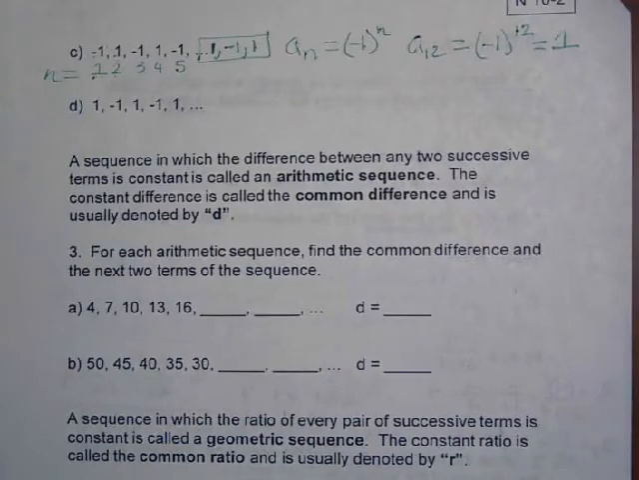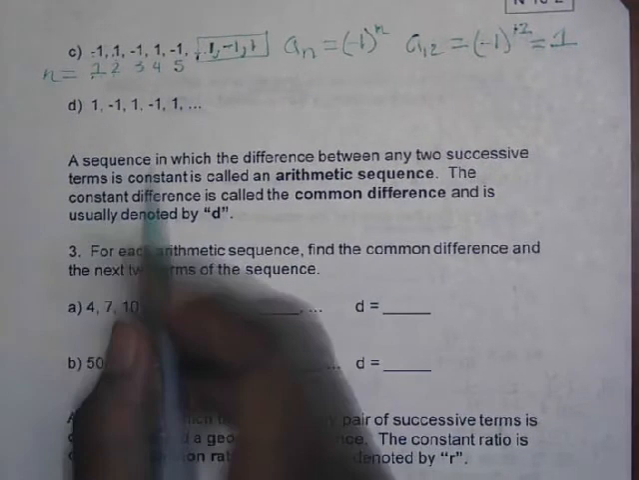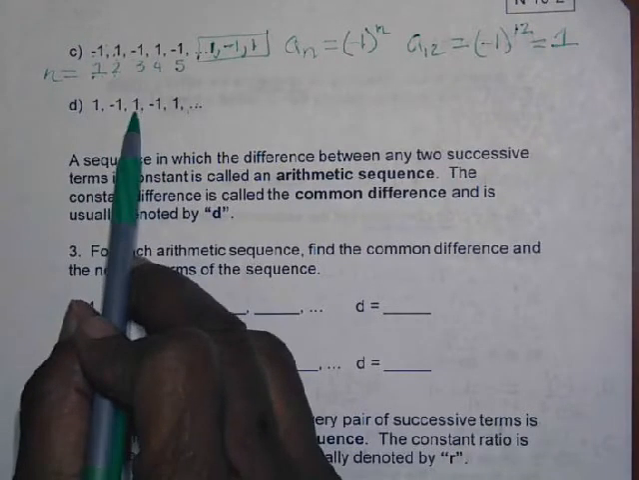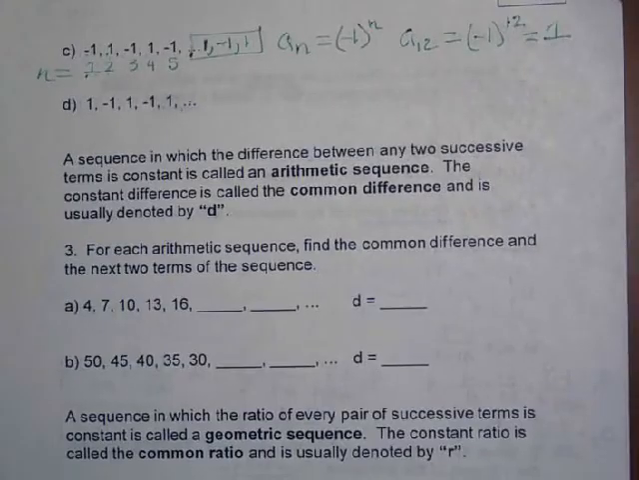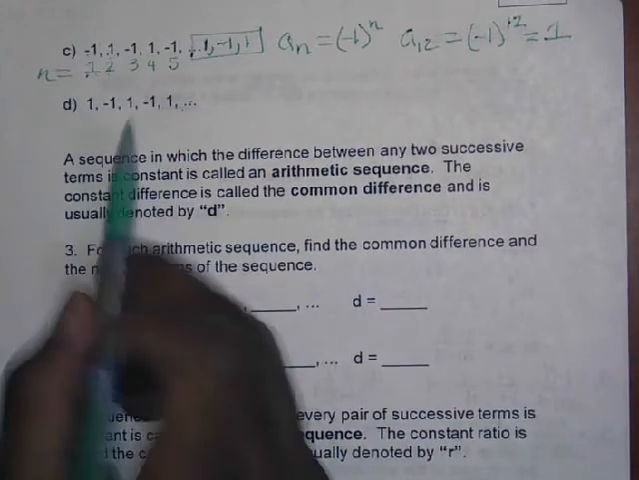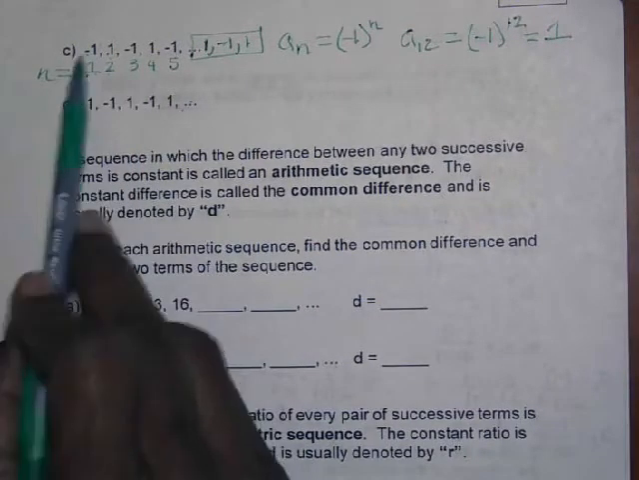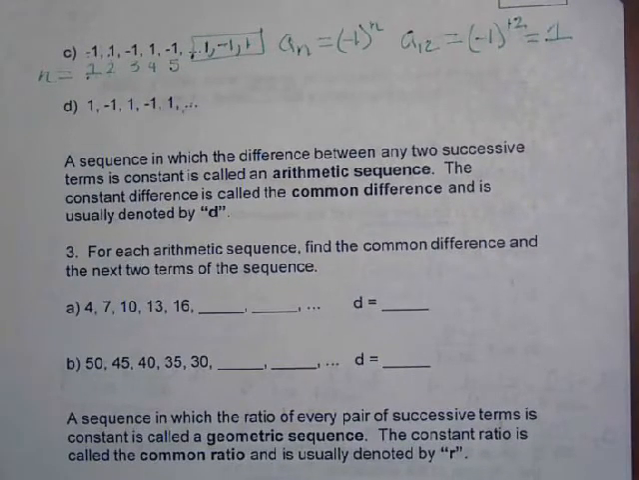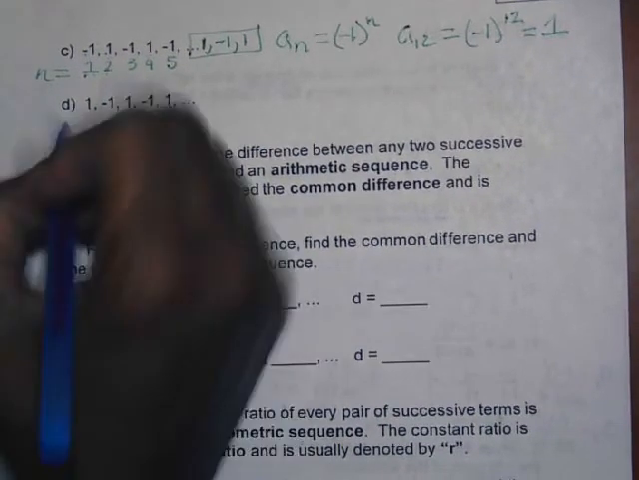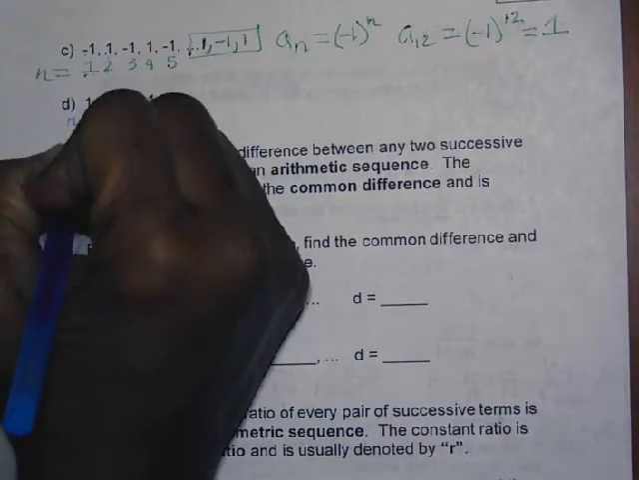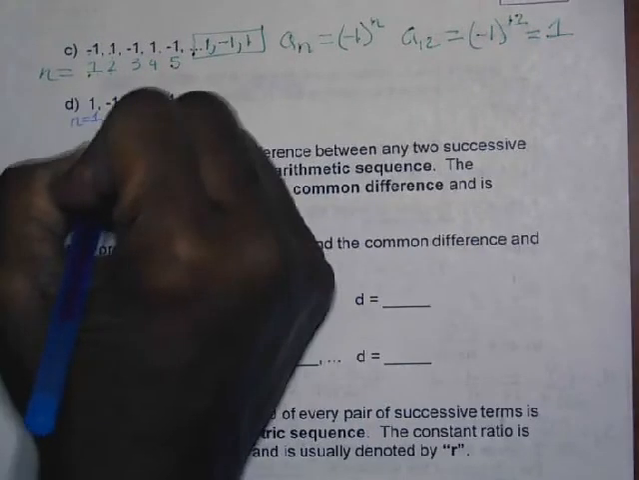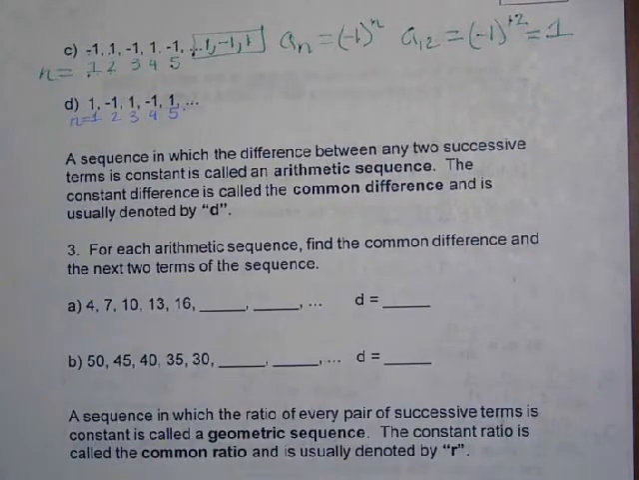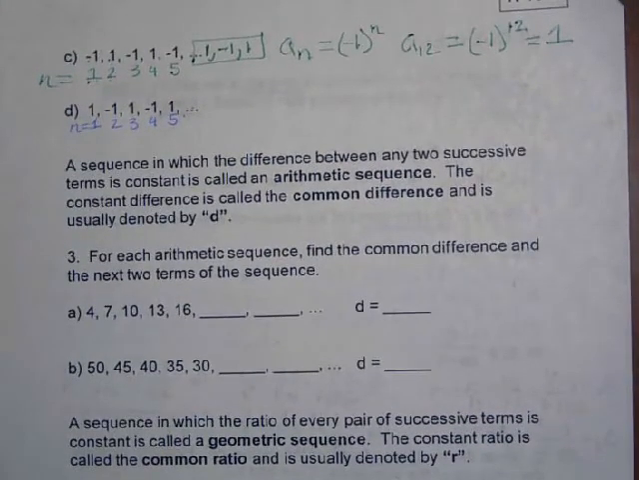All right. Now we're going the other way. Starting with a positive, going to a negative, start with a positive, going to a negative. Well, it's not the same as this one because this started negative and this started positive. So I know it's different. So let's see. My n's are 1, 2, 3, 4, and 5. Let's see if there's a connection.